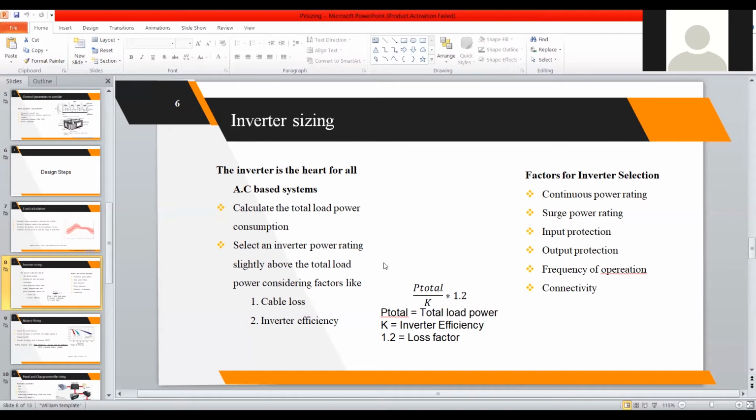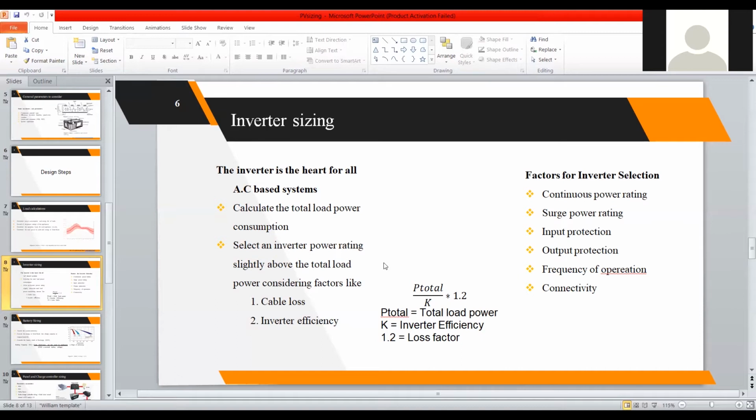I'm talking about input protection. What does the inverter do in case it receives overcurrent? Does it protect itself? Those are some of the features you want to look at. Then when you look at the output protection, what happens if there's an overload? If your system is drawing more than the capacity of the inverter, what does the inverter do? Then also the frequency of operation for the inverter.